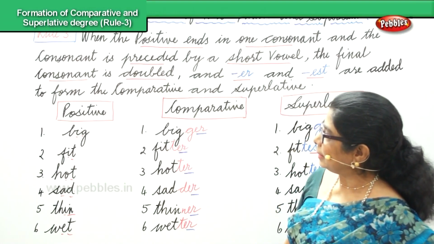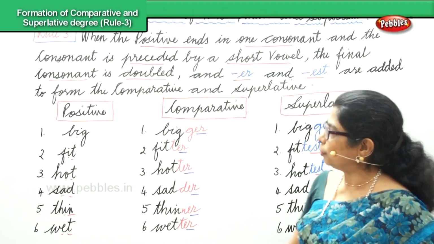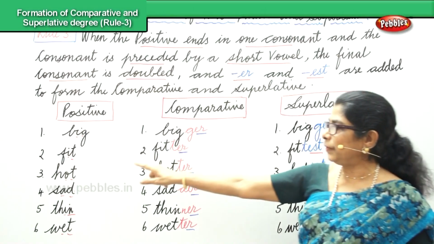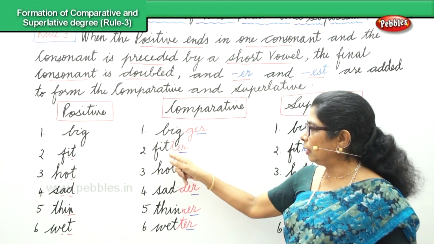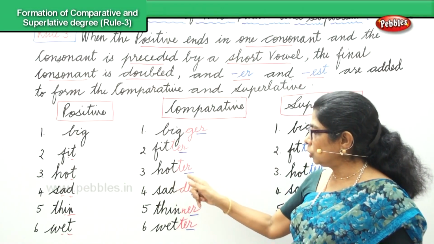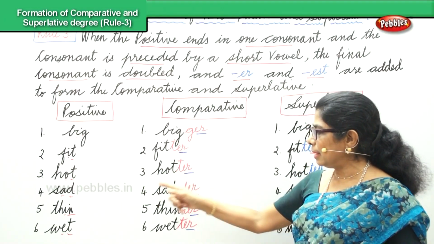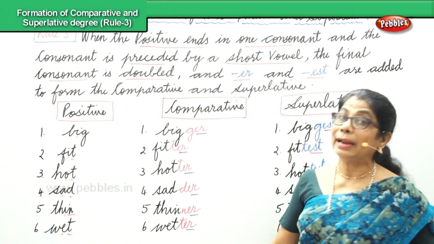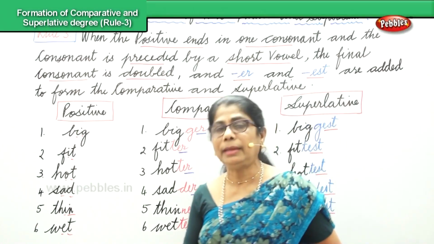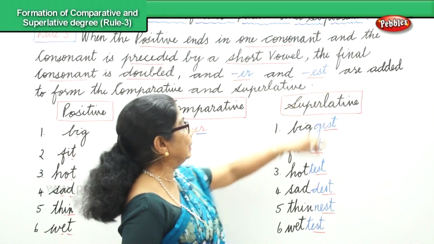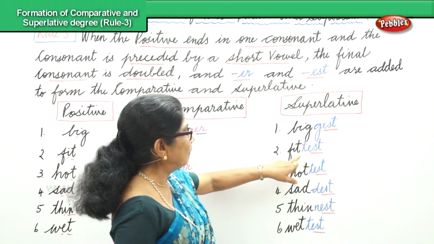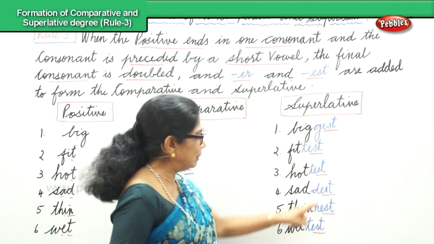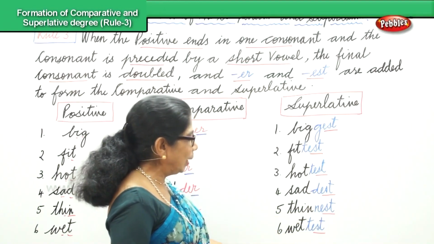Let's read all six: positive, comparative, and superlative. Big, bigger. Fit, fitter. Hot, hotter. Sad, sadder. Thin, thinner. Wet, wetter. In forming the superlative, again, you double the consonant and add EST. Big, biggest. Fit, fittest. Hot, hottest. Sad, saddest. Thin, thinnest. Wet, wettest.